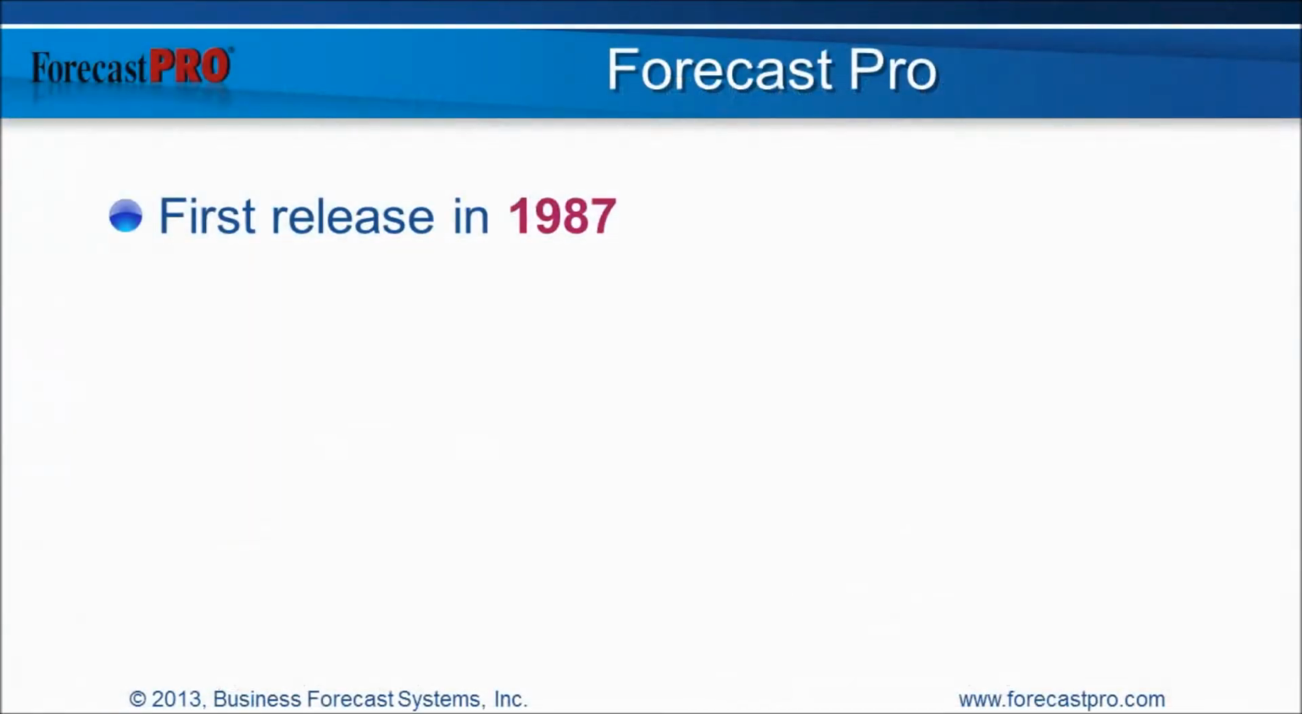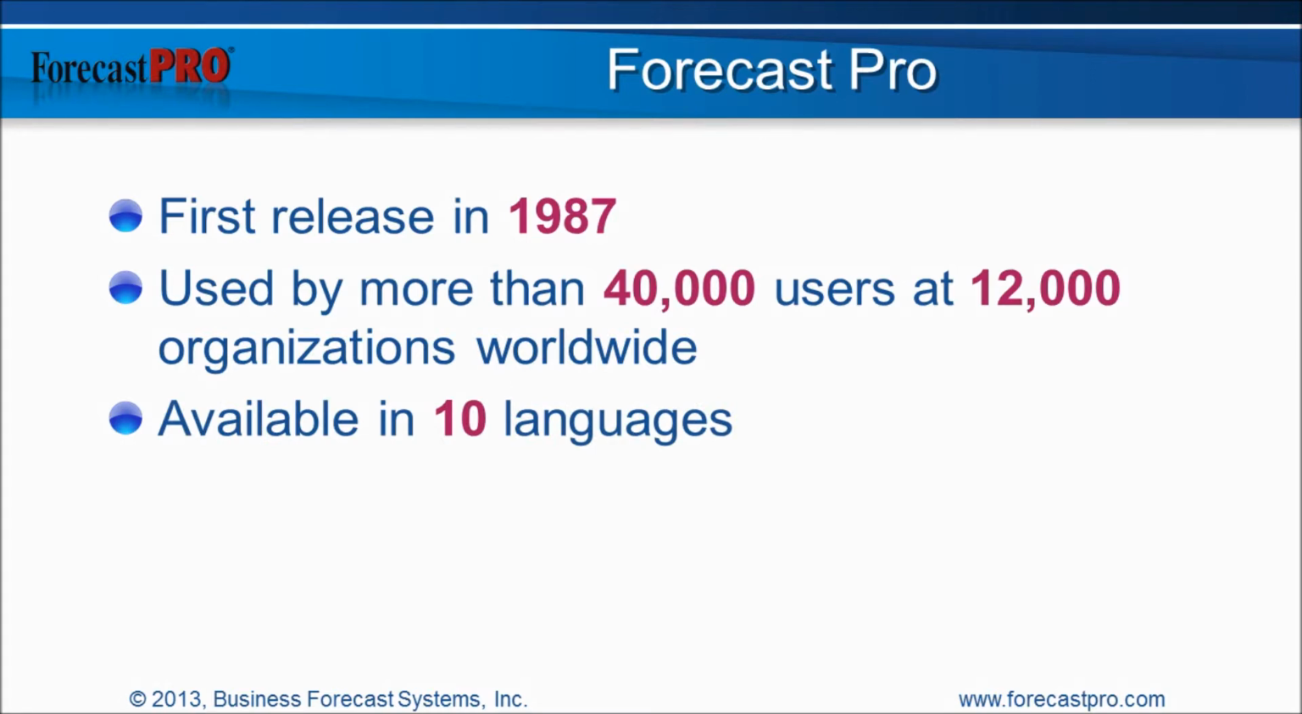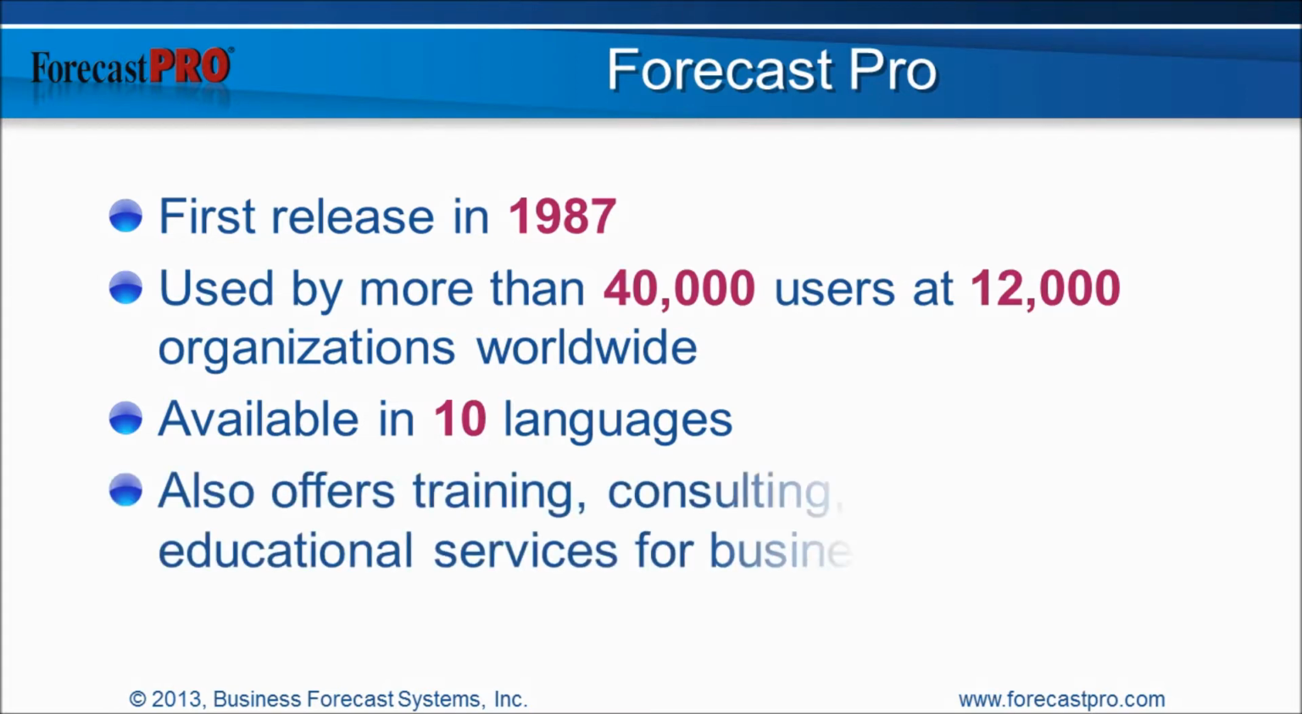Forecast Pro was first released in 1987. We've been making dedicated business forecasting software ever since. The tool is now in use by more than 40,000 people at over 12,000 different organizations around the world. In addition to English, Forecast Pro is also available in 10 different languages and is supported by our vast global network of international distributors. We also offer training and consulting services for our products, as well as educational resources for businesses and forecasting professionals.